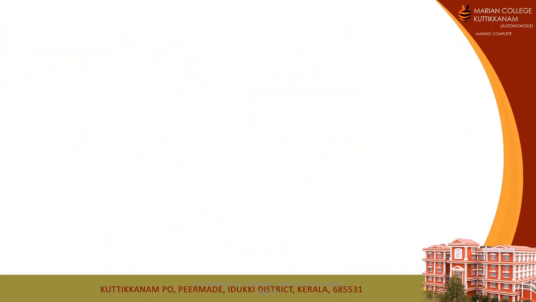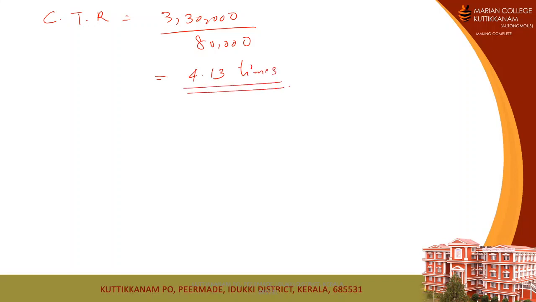So now we can calculate creditors turnover ratio, that is 3,30,000 divided by 80,000, right? Then what is the answer? It is 4.13 times, right? And now we can calculate average payment period.